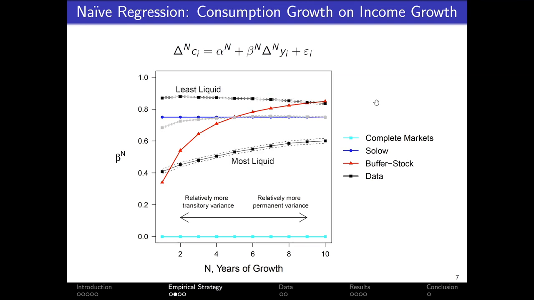If you look at the least liquid households in Denmark, they really are not doing any consumption smoothing. You can see very clearly that whether you're looking at short-term changes or long-term changes, they're pretty much spending 85 or 90% of their income, whatever the type of shock. Whereas the most liquid households are clearly doing some kind of consumption smoothing, but not in the way that our buffer stock type models suggest. In particular, there's much less consumption smoothing to transitory shocks, and much more to permanent shocks, it would seem.